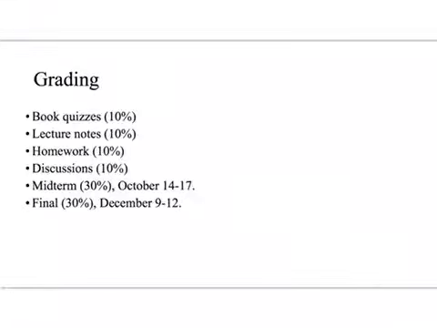Okay, good. So these are the grading categories that you're going to have in this course. You're going to work on the book quizzes, lecture notes, homework, and discussions. Each one of those categories is 10% of your grade, and you also have 2 exams, midterm exam and the final exam. Those are not cumulative, so your midterm is going to be over the first, I believe, 7 chapters of your book, and your final exam is going to be over the last 6 chapters of your book.